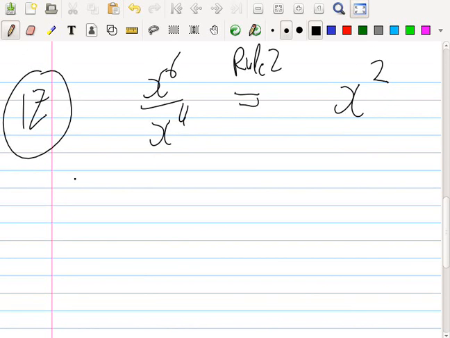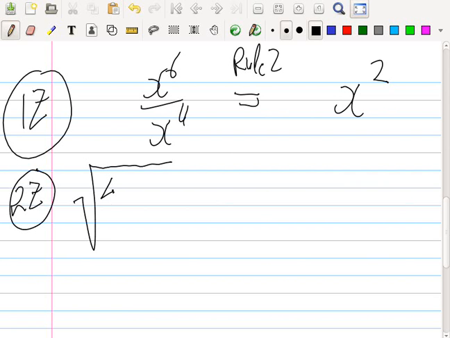So 2z. Square root 4, square root 16, 32, fifth root 32. Looks difficult, but it's not too bad because it'll very quickly simplify. Many different ways to do it. What do you think I should do first here? First one. What are we thinking?